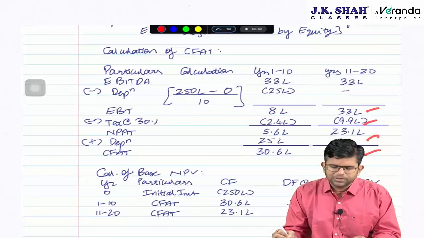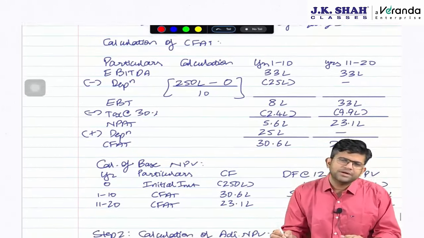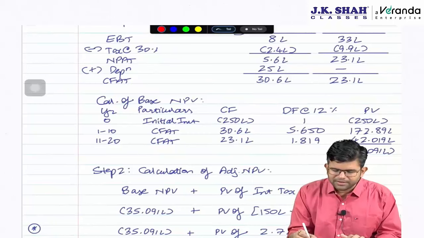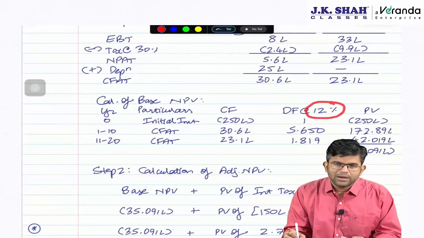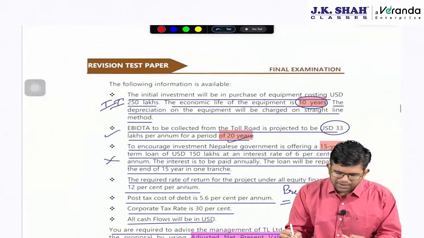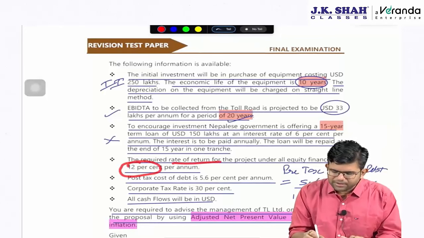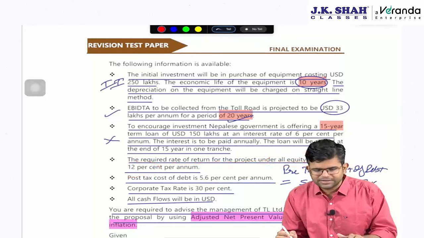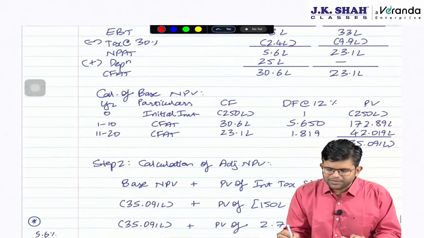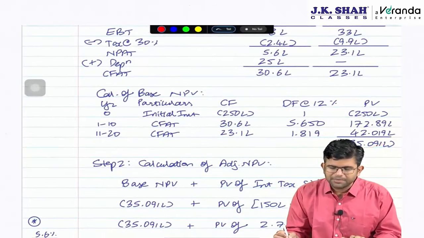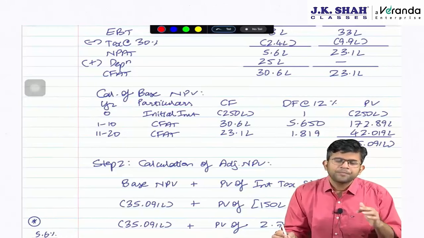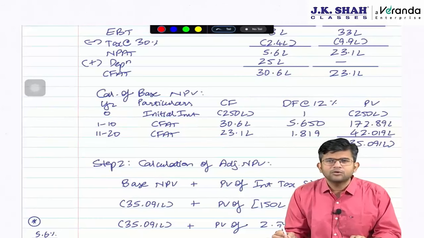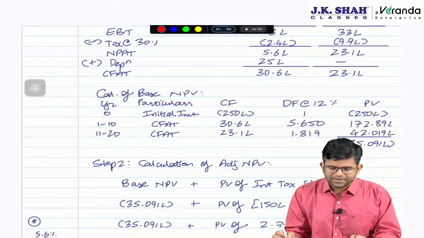And then normal calculation, we reached CFAT, and then students we went on to calculate normal NPV: initial investment 250 lakhs, first 10 year CFAT, next 10 year CFAT. Now 12%, this rate from where I took, I'll tell you this. Required return for the project under all equity financing is 12%. So at the rate 12% calculation I did, and I got the base NPV as 35.091 lakh negative.